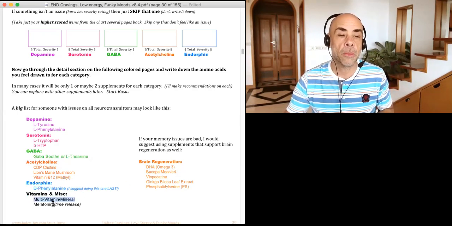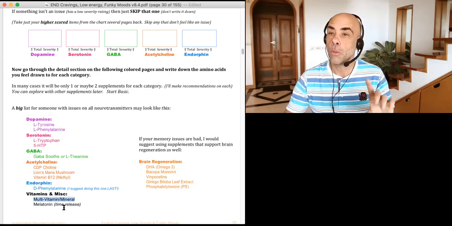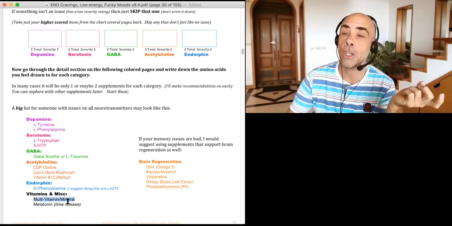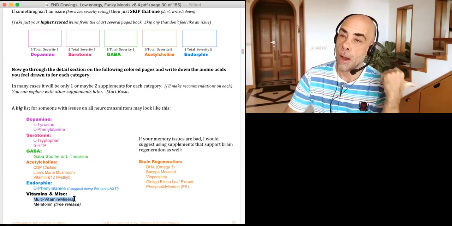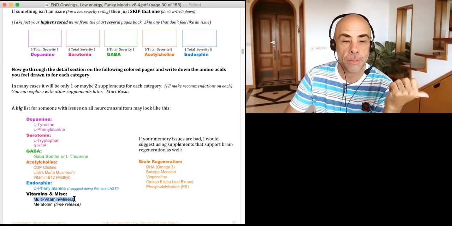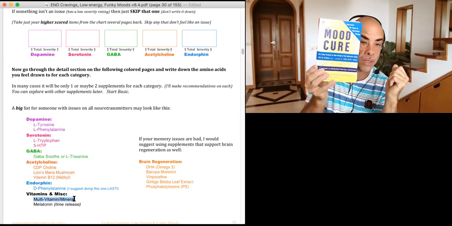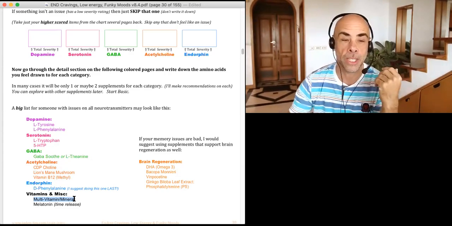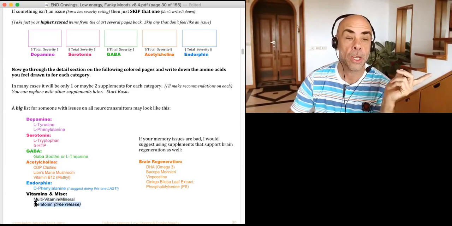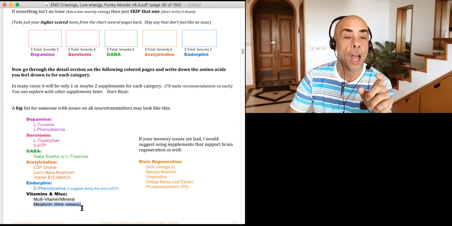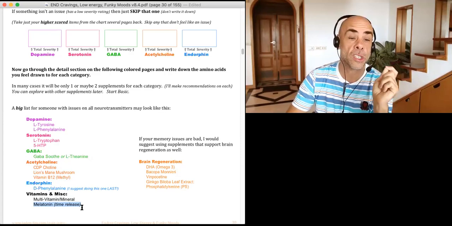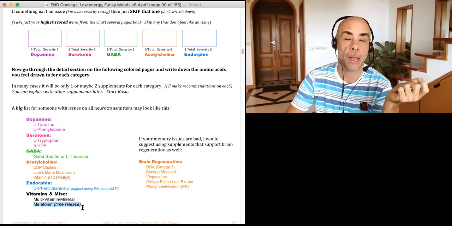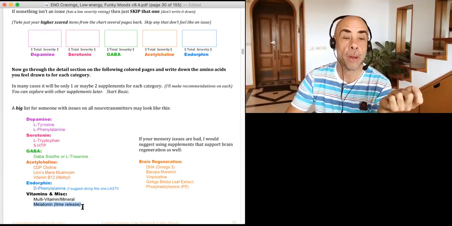If you don't have a good multivitamin that also has minerals in it, I recommend you get one. I have one that this book recommends, that I recommend to you. My body doesn't care for it so much. I use something else that I can get you. And melatonin, if you have issues sleeping, definitely get time release melatonin in about 3 milligrams.